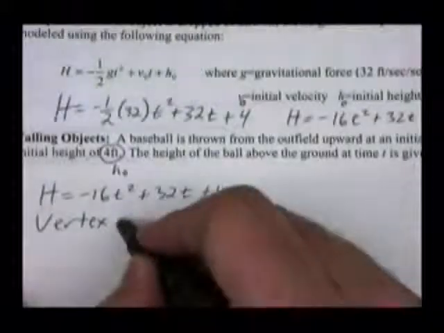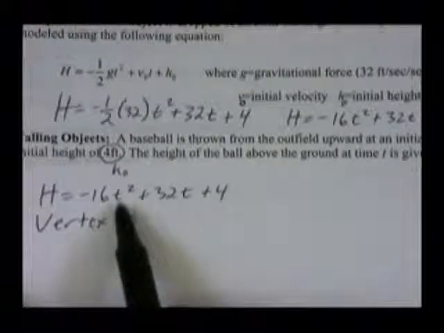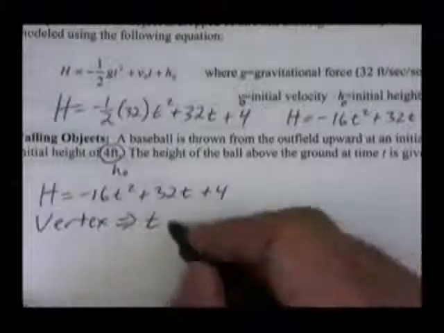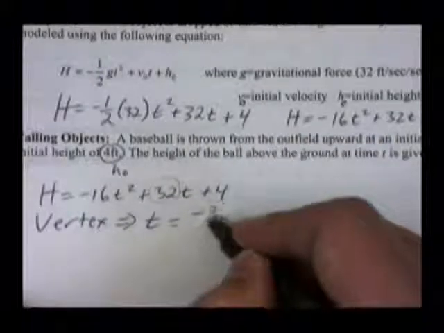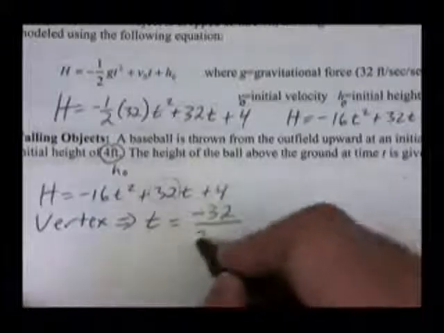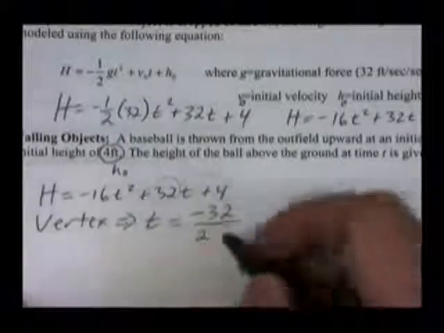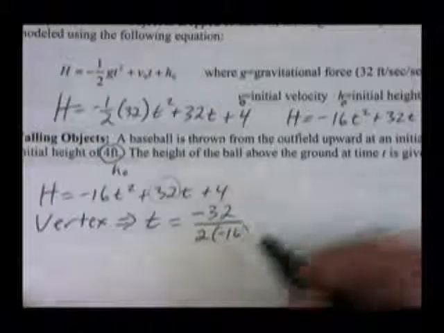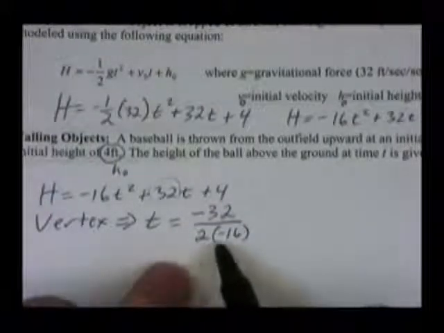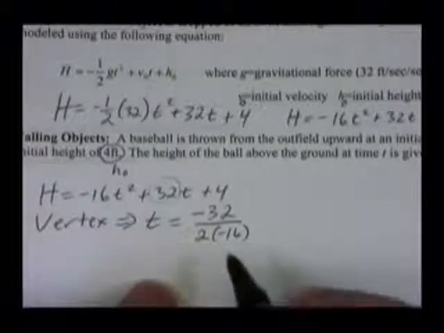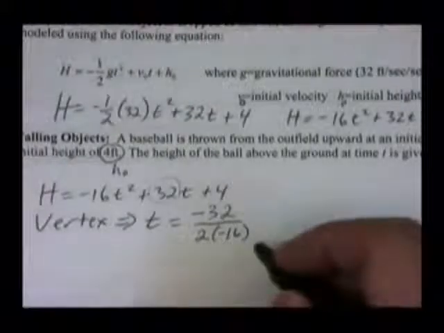So when I find the vertex, this time I have a t as my independent variable. So my t, or my x, the t's have taken the place of the x's. t is equal to -b, here's my b, so -32, over 2 times a, and my a is -16. So -32 over 2 times -16, that would be a -32 as well. So that comes out to be 1.